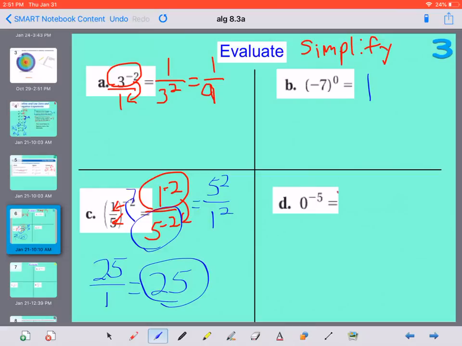Here we have 0 to the negative 5th. So what that is saying is that we would have a reciprocal, so it would be 1 over, then we would move this down to the bottom. 0 to the 5th. Well, we can't do anything divided by 0, so this answer would be undefined.